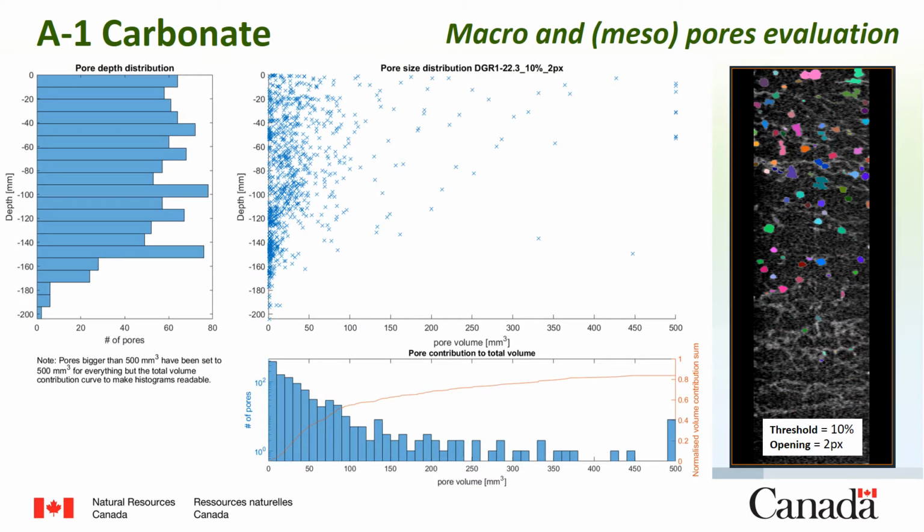Once a threshold is selected, statistical data on pore size and pore distribution are available. Here are the results from the same A1 carbonate sample we were looking at. Large pores, 100 cubic millimeters and higher, are restricted to the upper part of the core. They totally disappear in the last 6 cm of the core interval. Small pores are abundant in this sample as well, as you can see on the histogram, but pores reaching 100 cubic millimeters and higher account for almost 50% of the total pore volume.